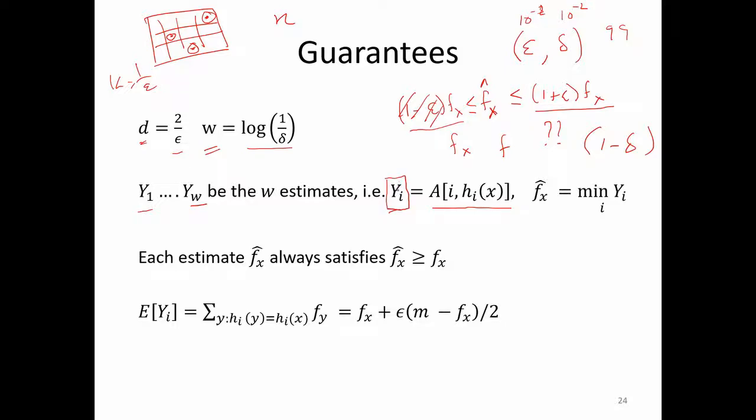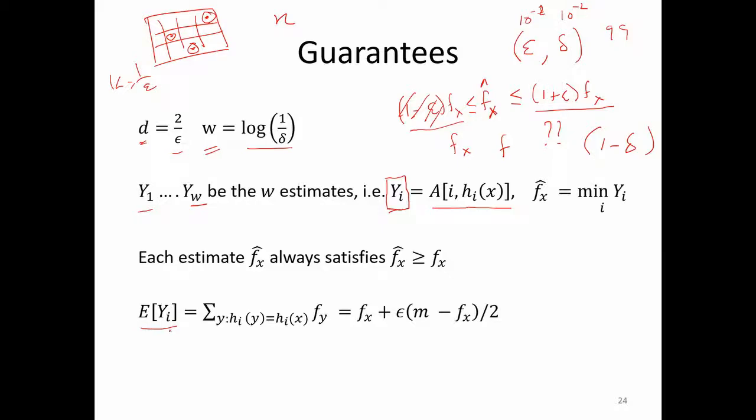As we know, all of these are lower bounded by f of x, so the lower bound is tight. So we only need to analyze the upper bound. In order to analyze it, we calculate the expectation of yi. Now this yi is random, because of the randomness in the hash function. So what is the expected value of yi?